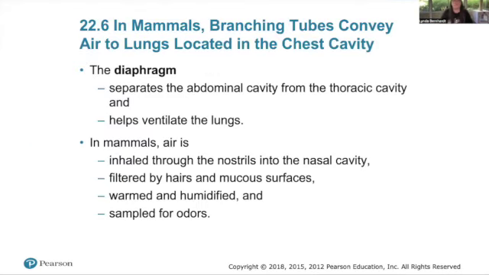So, the human respiratory system, this is what most people need to know about anyway. We've got the diaphragm, and this is what separates the abdominal cavity from the thoracic cavity down here and helps ventilate the lungs. This is why when you sit up, you're stretching out your diaphragm, you can actually breathe easier. If anybody has ever been in chorus or anywhere where you sing, they're always telling you to stand up, straighten your diaphragm, breathe from your diaphragm, all that stuff.